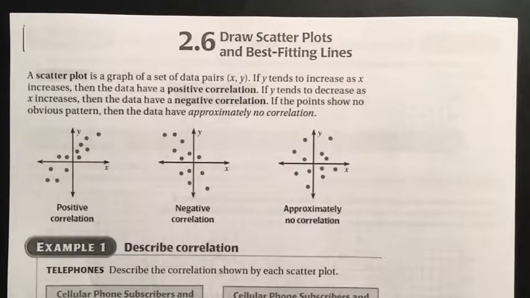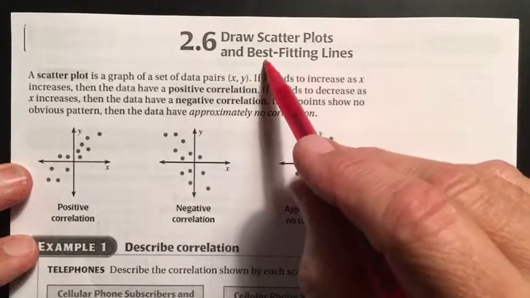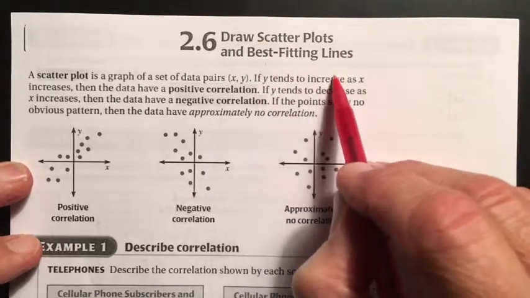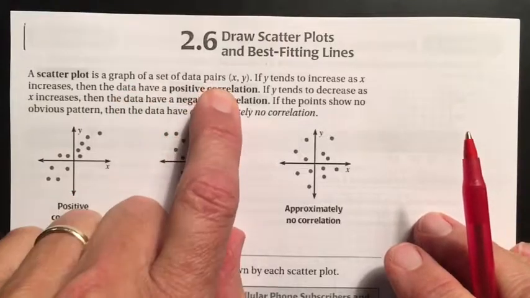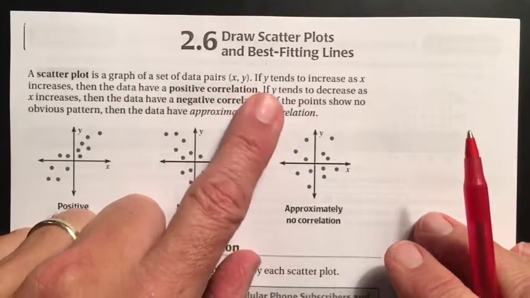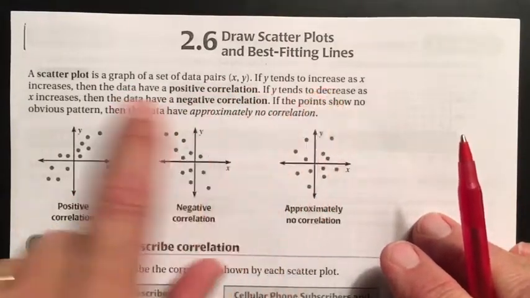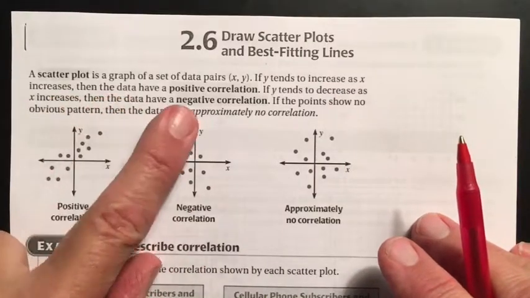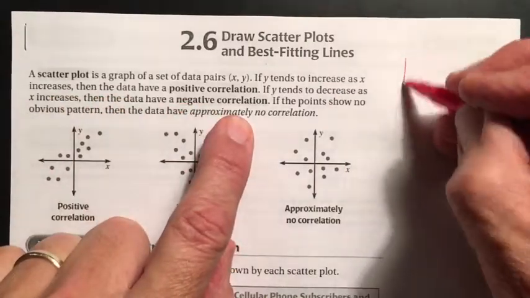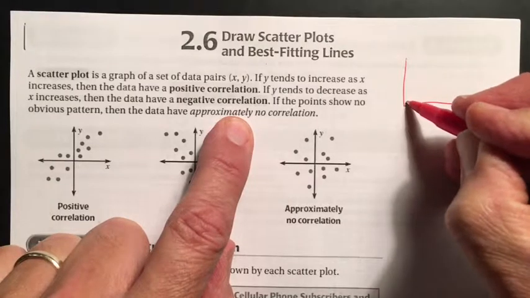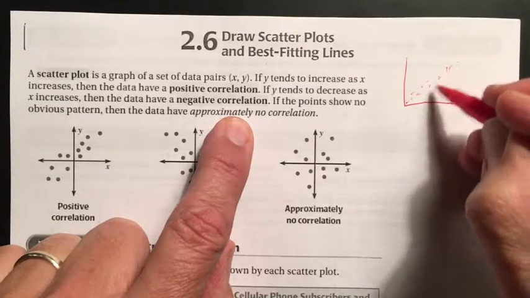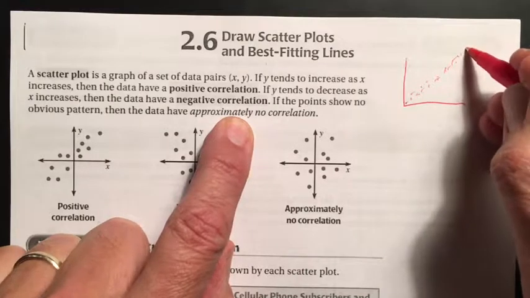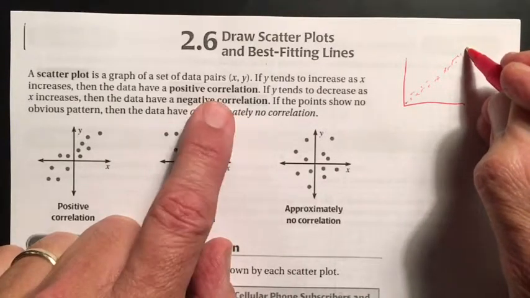Section 2.6, how to draw scatter plots and best fitting lines. A scatter plot is a graph of a set of data pairs, x and y. If y tends to increase as x increases, then the data has a positive correlation. That means as the points are scattered around, as they rise going up in this direction, it's considered to be a positive correlation.